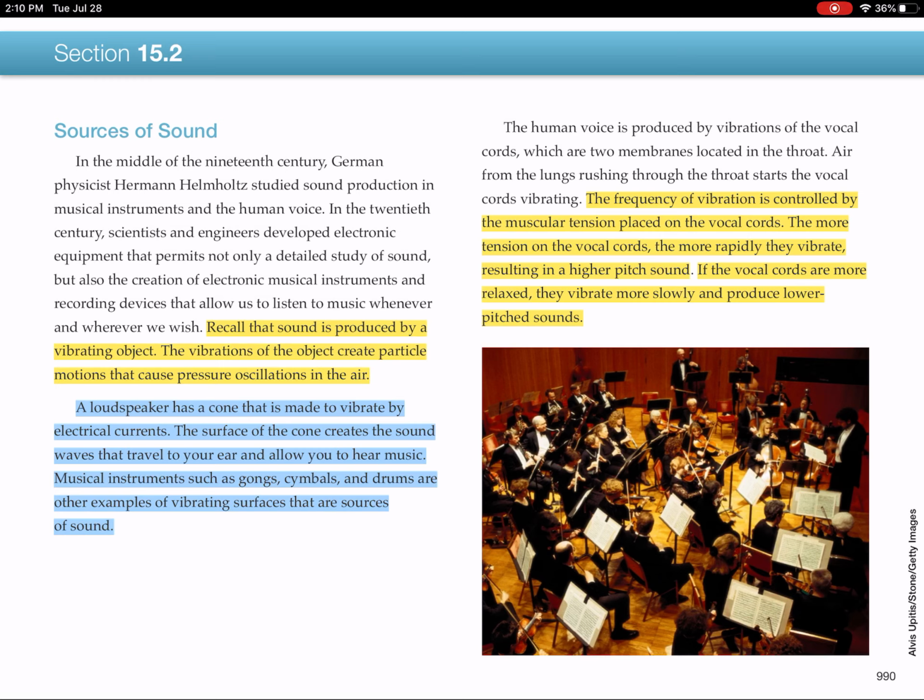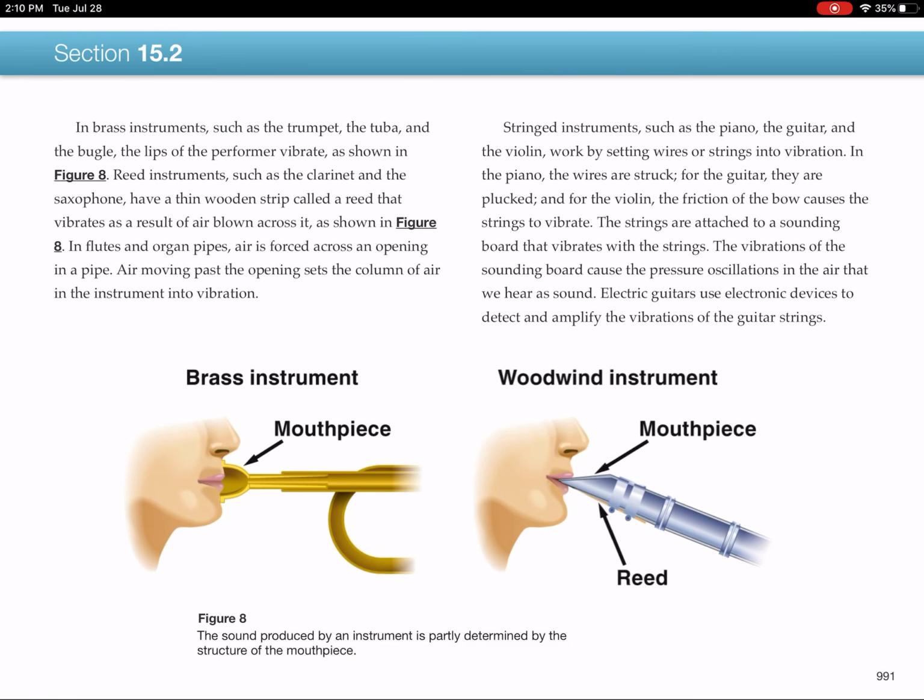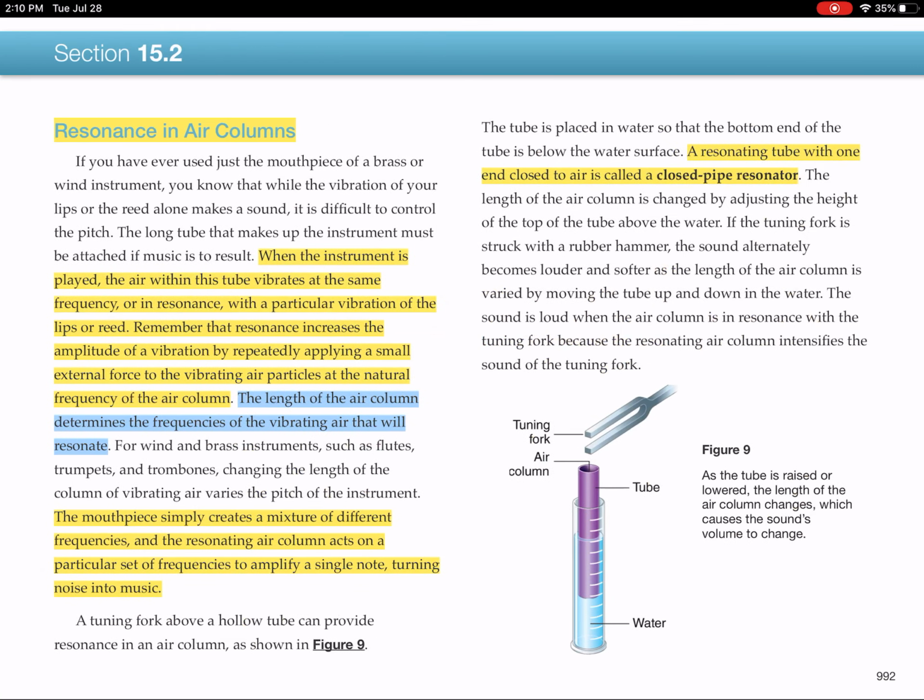We have a thing which will vibrate, which is our vocal cords. And on the right-hand side, it talks about that a little bit. The frequency of vibration is controlled by the muscular tension placed on the vocal cords. The more tension on the vocal cords, the more rapidly they vibrate, resulting in a higher pitch sound. And if they're more relaxed, they vibrate more slowly and produce a lower pitch sound. So it's really all in the tension that you have within your particular vocal cords. Then we get into different instruments like brass instruments, woodwind instruments, things like that. There are also stringed instruments that it talks about: piano, guitar, violin, things like that. So let's go on to the next page.